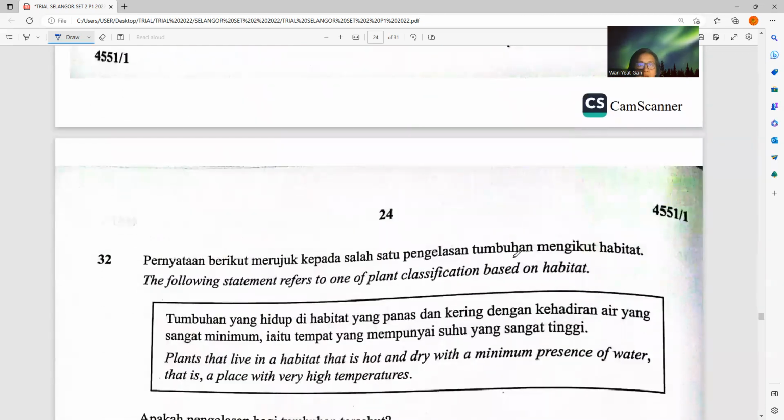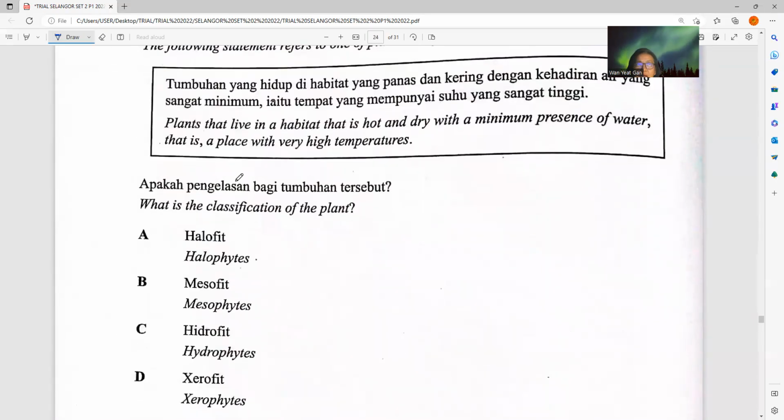32. The following statement refers to one of the plant classifications based on the habitat. The plant lives in a habitat that is hot and arid, with minimum presence of water, okay, and very high temperature. What's the classification of the plant? Now, the plant that lives in a hot, dry and arid area is 0.5.